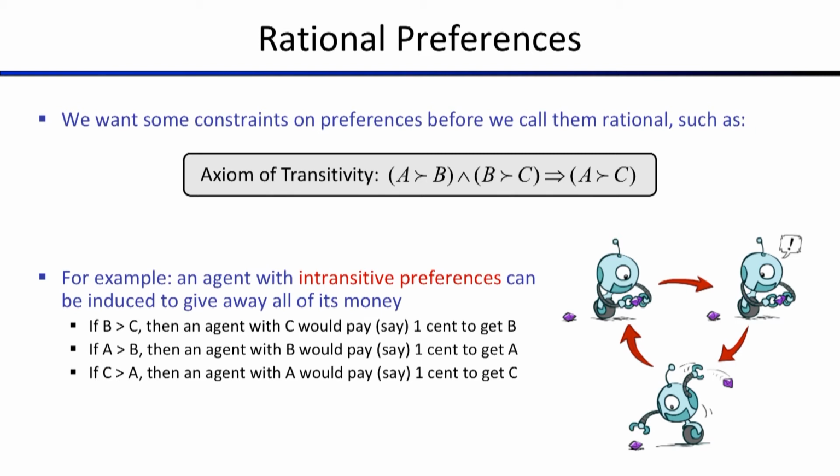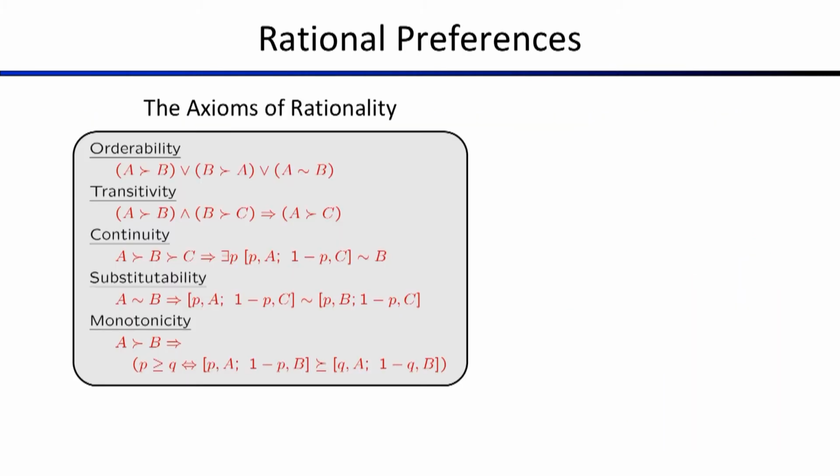So clearly we want our agents to be satisfying this axiom, otherwise you deploy this agent, it could cost you a lot. There's more axioms we want them to satisfy. Orderability: either A is better than B, or B is better than A, or you're indifferent between them. You need to choose between those three. Transitivity we just covered. Continuity.